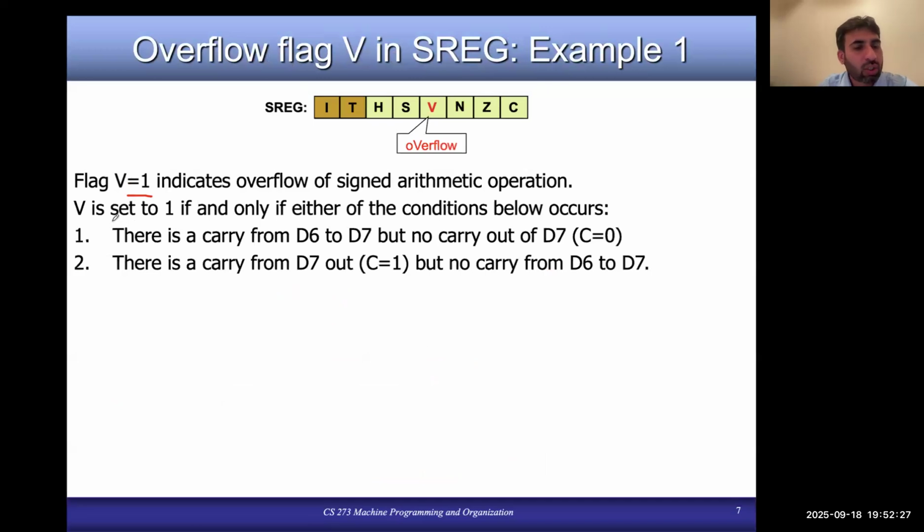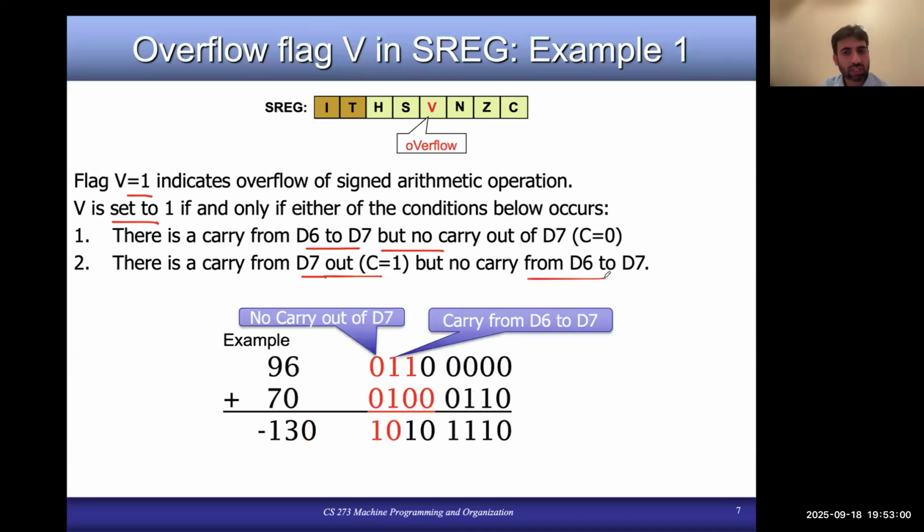The v is set to 1 if and only if one of the following two conditions is true: there is a carry from D6 to D7 in our destination register but no carry out of D7, or there is a carry out of D7 but no carry from D6 to D7. Okay, so let's have a look at a couple of examples.